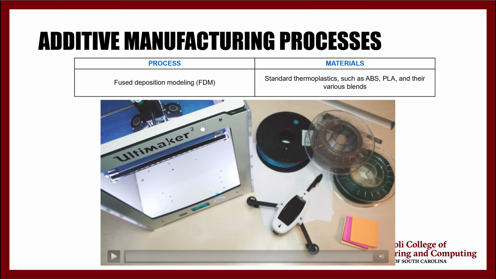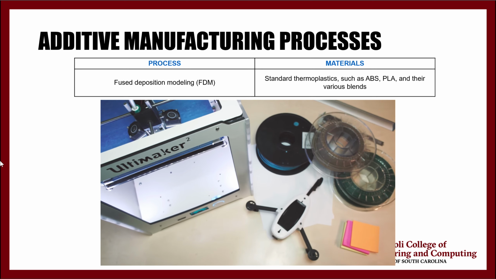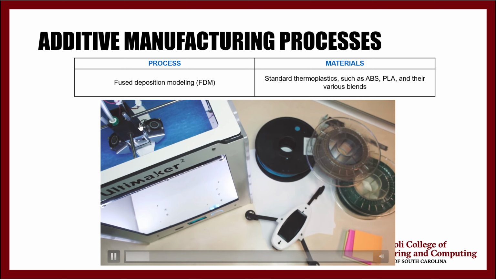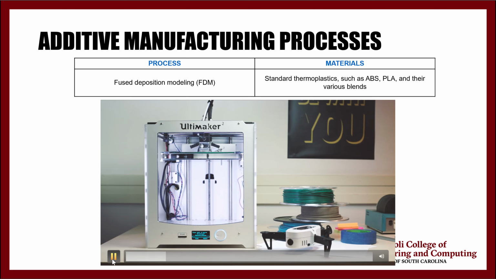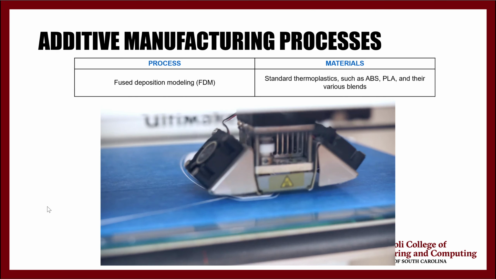As you can see, this is Ultimaker 2. It's one of the 3D printers we have in the lab. It's a different version of Ultimaker, but it looks very similar to this. As you can see, there is a heated nozzle, and the PLA comes through the supply lines to the nozzle, is heated, melted, and then applied to the bed layer by layer.